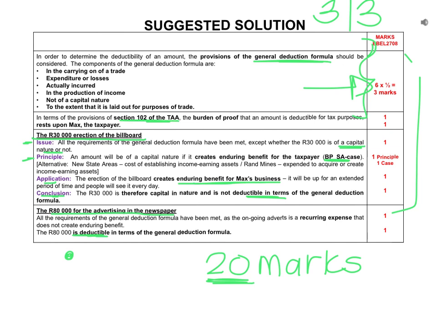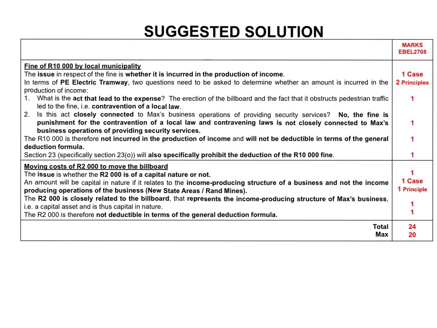Okay, now we have 2 amounts left. Let's have a look at those. Okay, now the fine of 10,000 Rand by the local municipality, my mark plan over here is a bit wonky. So I'm going to show you how the marks will be allocated here. Again, using IPAC or Zorro, the issue whether it's incurred in the production of income. What is my court case in principle? My court case is PE Electric Tramway, right?